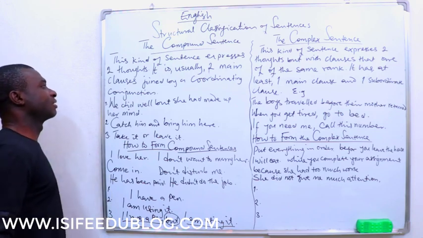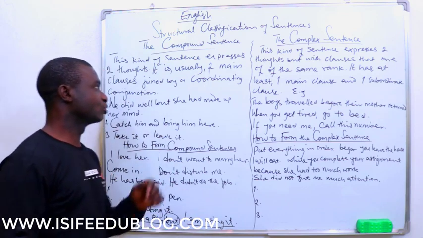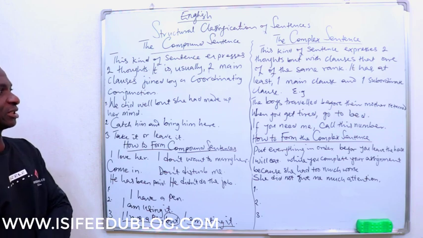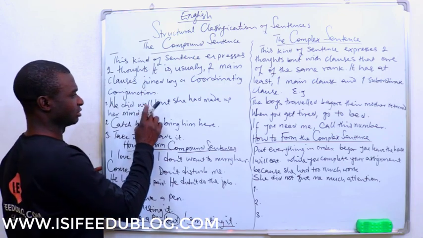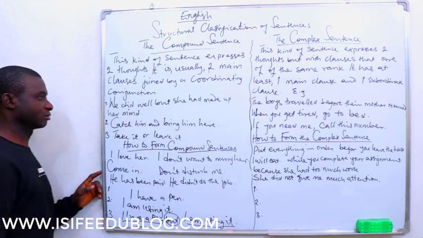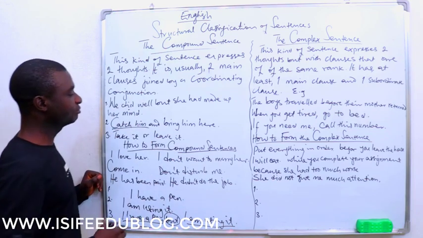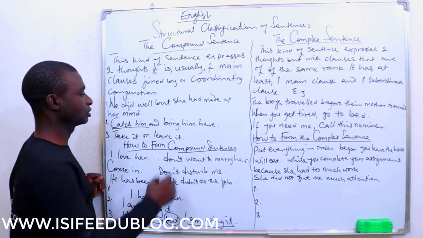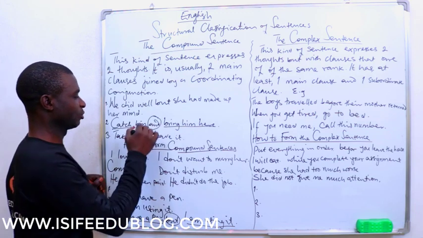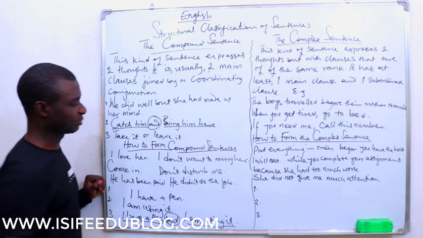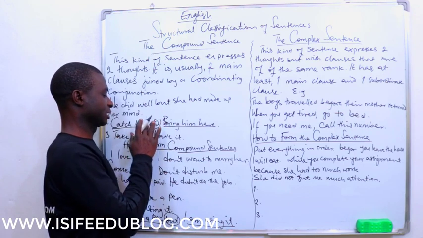Now, a sentence expressing two ideas using two main clauses is a compound sentence. We did well, but she had made up her mind. Catch him and bring him here. So, catch him, one main clause, bring him here, another main clause. So if you isolate this, you could put a full stop here, capitalize this, and put a full stop here. Bring him here is a sentence, catch him is a sentence. That's what we mean by a compound sentence.